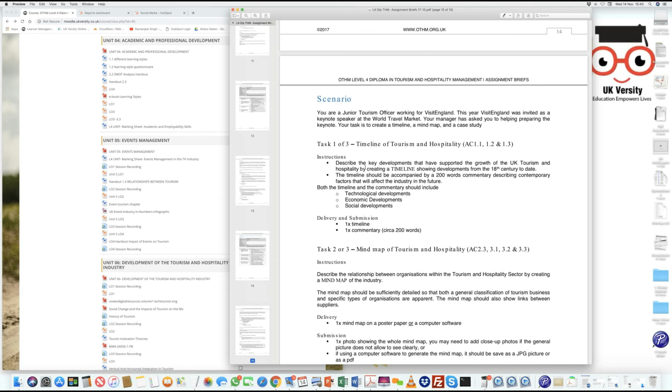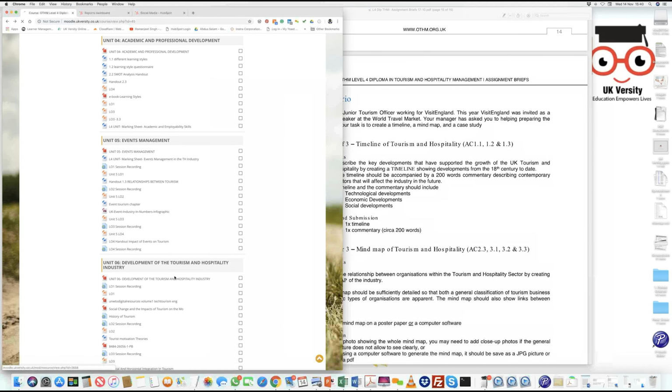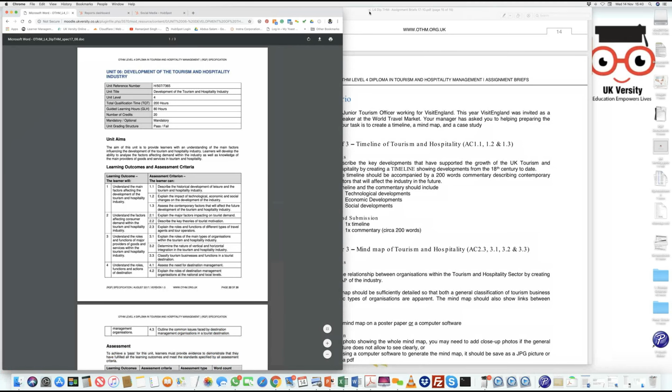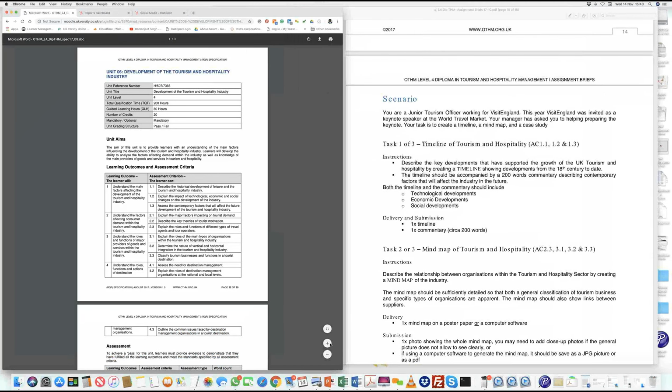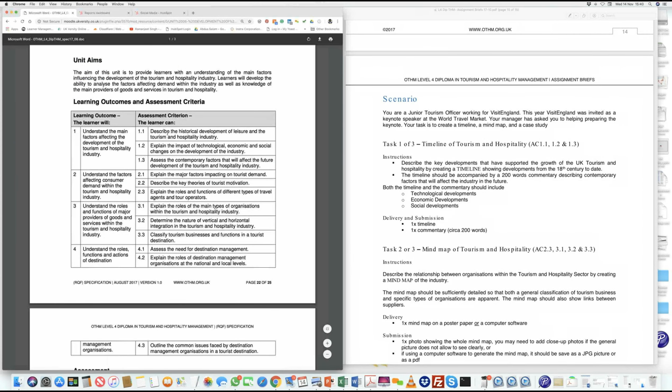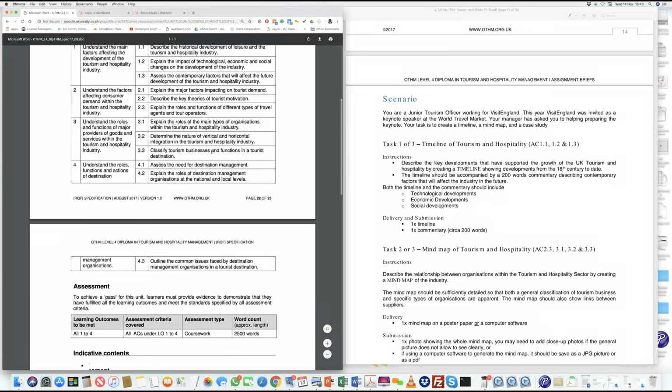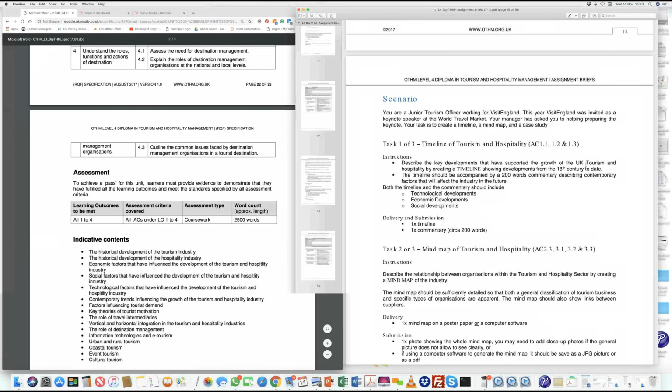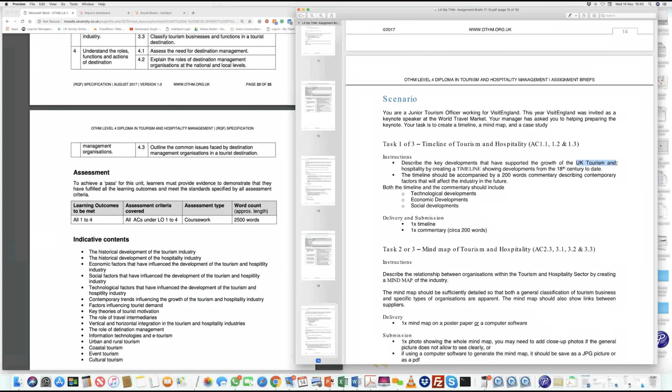So one of the tasks they're asking you to do is describe the key developments that have supported the growth of UK tourism. If I read this specification which I put up here, expanded so that you're able to see, it talks about the historical developments of the leisure, tourism and hospitality industry. But the assignment task is actually asking you to focus just on the history, or the timeline, of how the UK tourism and hospitality sector has developed. So it is asking you to do a timeline.